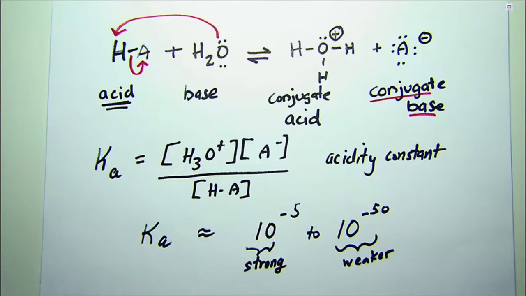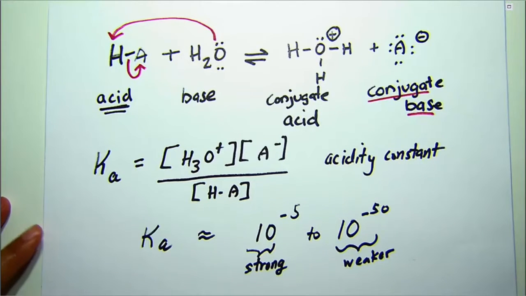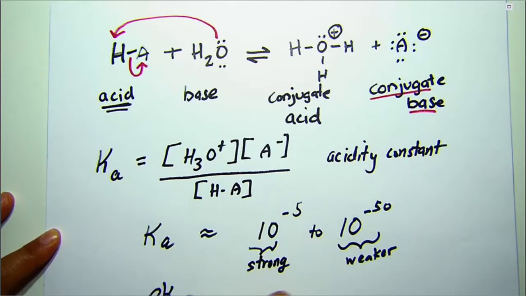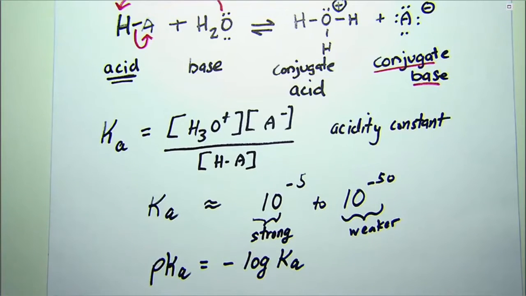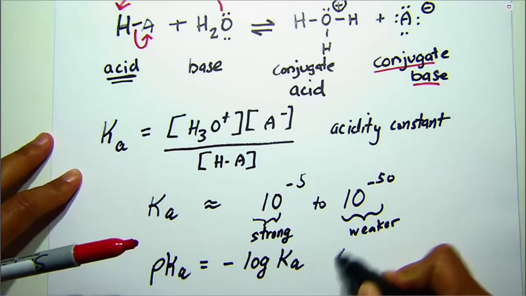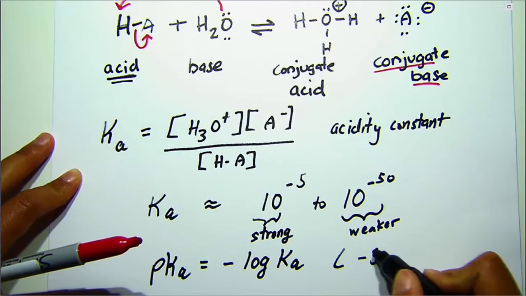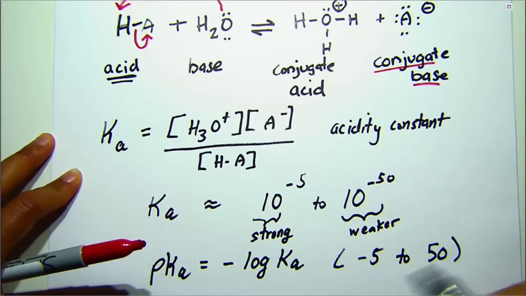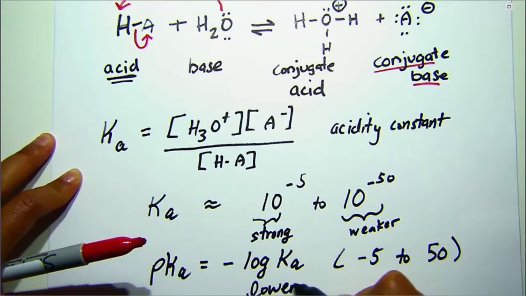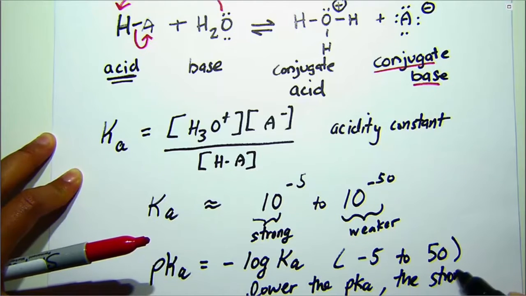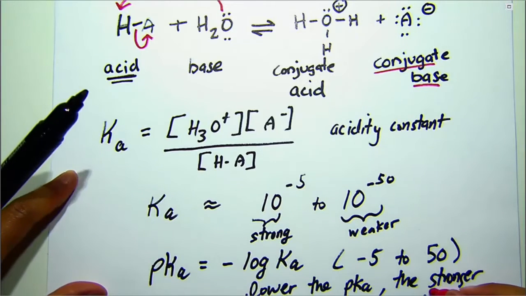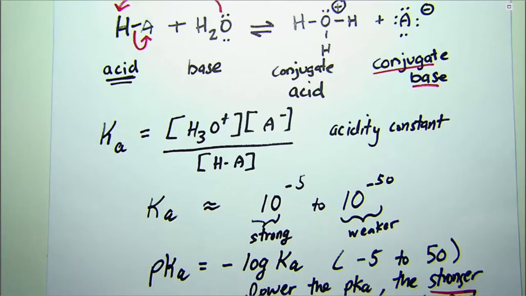So because of this relationship, we also are going to define what's called a pKa. And the pKa is equal to the negative log of the Ka. And so based on the scale, you guys can see that pKa's will range from -5 to up to 50. In this case, the lower the pKa, the stronger the acid.